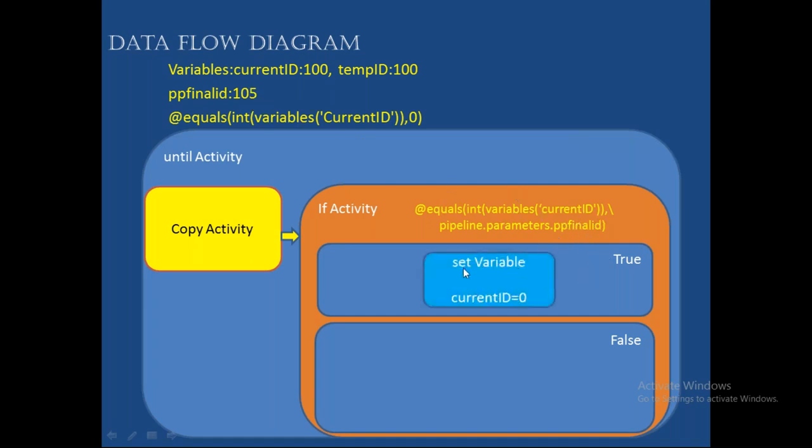When it becomes true, you can set variable current ID equal to 0. I will use the set variable activity to reset my variable, the current ID value, to 0 when my current ID becomes 105. Current ID is 105, final ID is 105, both are equal, so it returns true. Then current ID is 0. When you go to the next iteration, the until activity will check current ID is 0. Yes, this is true, and execution will stop there itself.